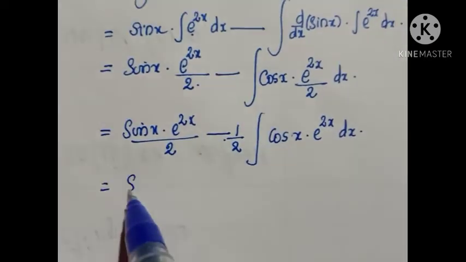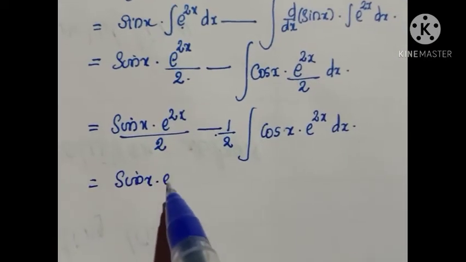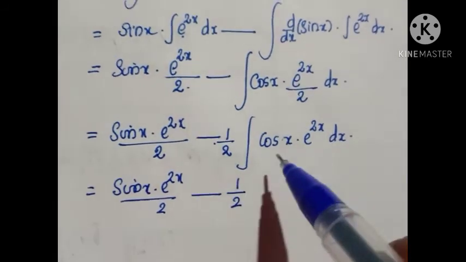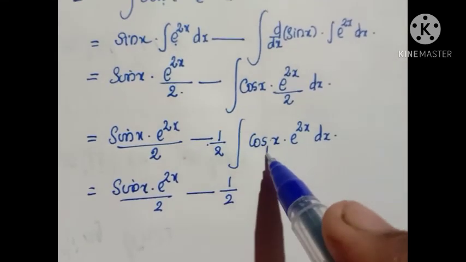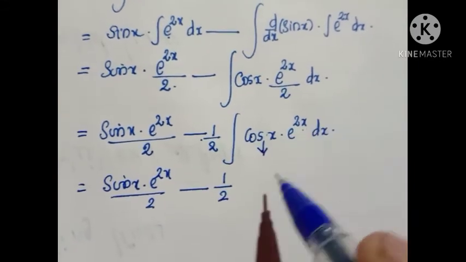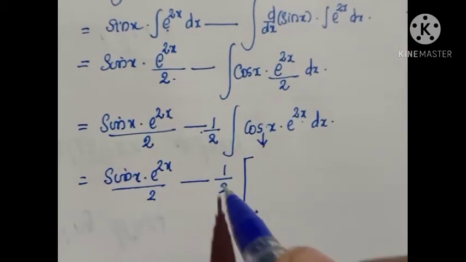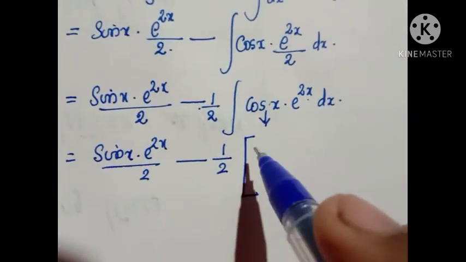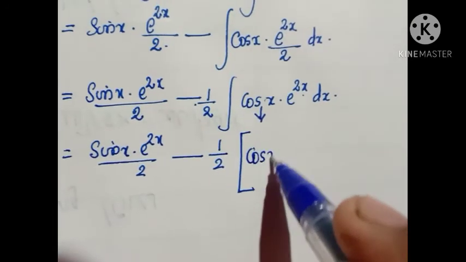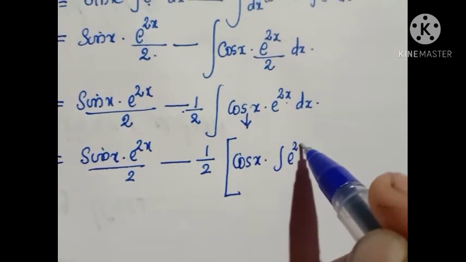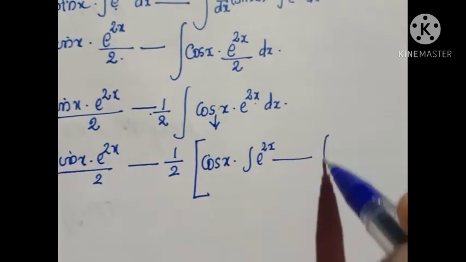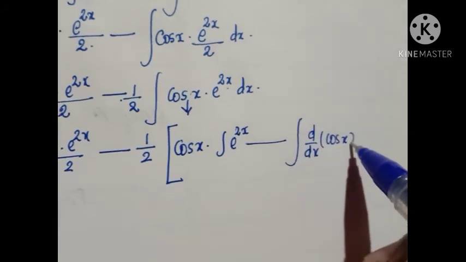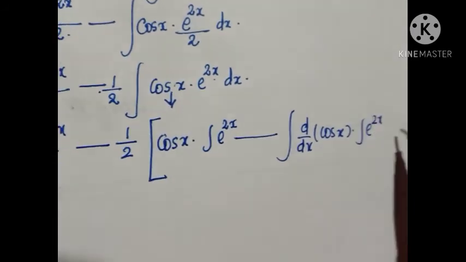This part is as such, there is no change. And here again integrate by parts. So, this is the first function and this one is the second function. And 1 by 2 is common to both of these factors. Okay, so first into integral of second minus integral of derivative of first into integral of second.